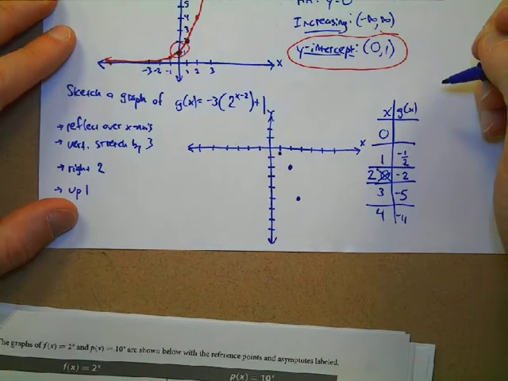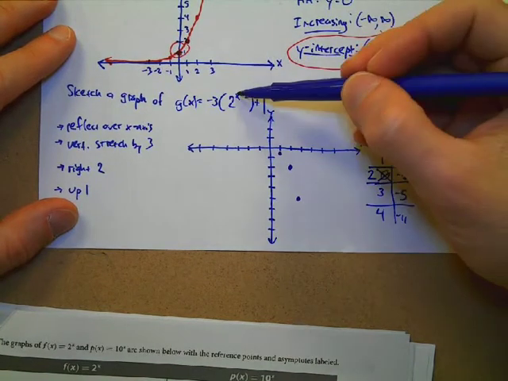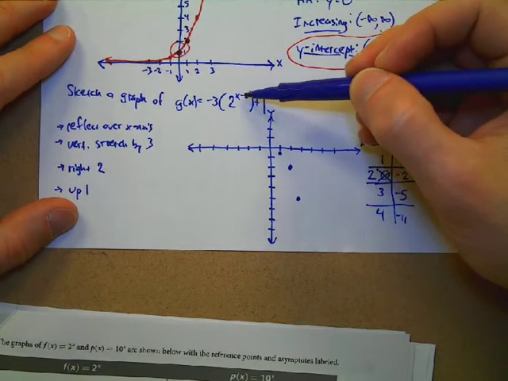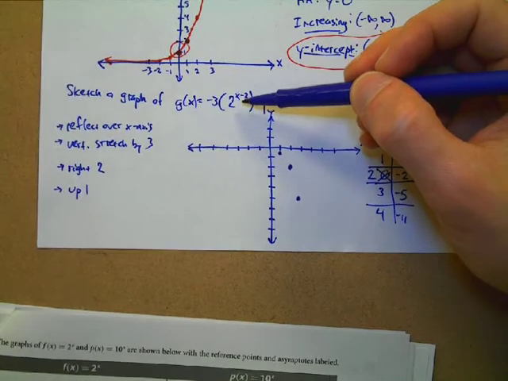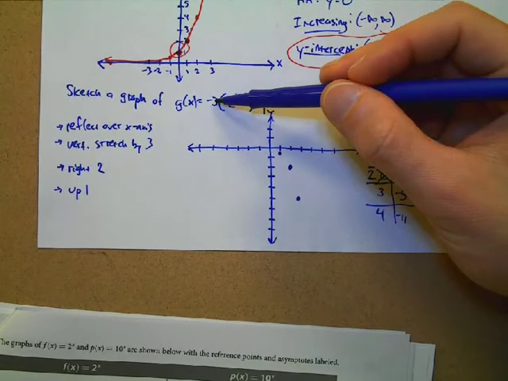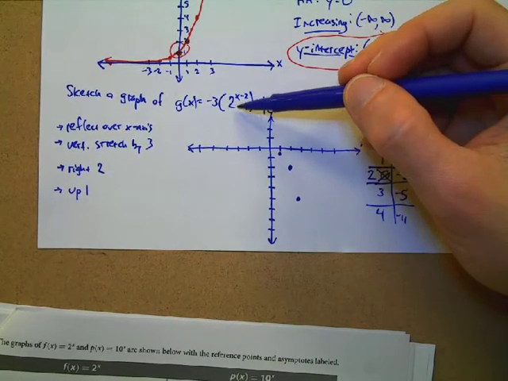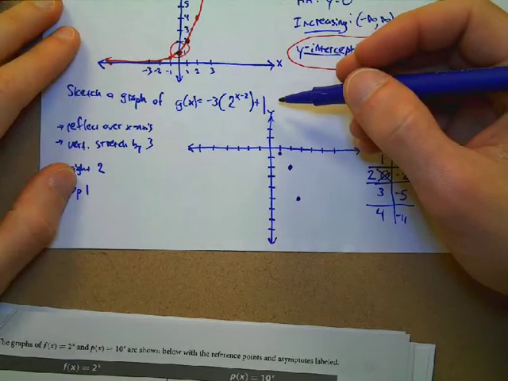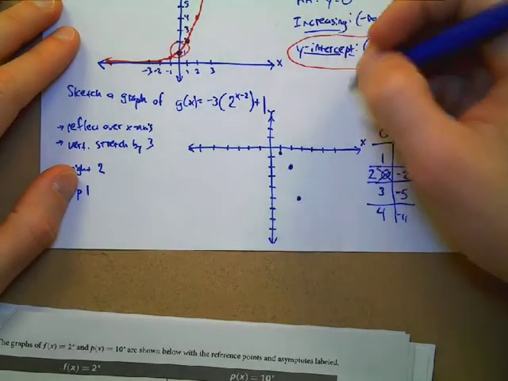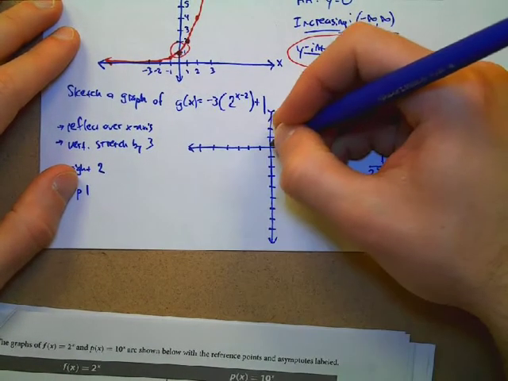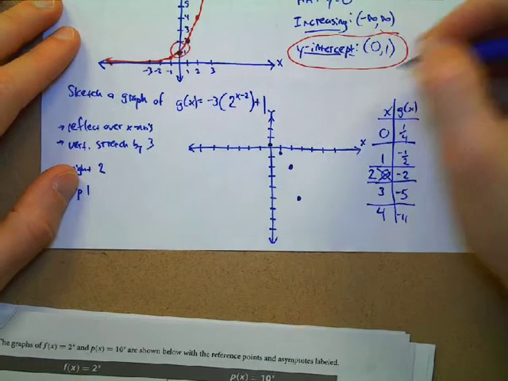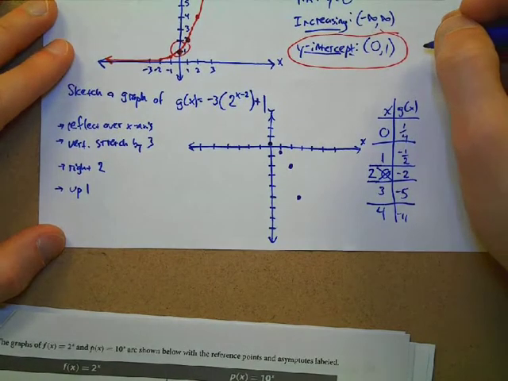And then at 0, 0 minus 2 is negative 2. 2 to the negative 2 is 1 over 2 squared, which is 1/4. Negative 3 times 1/4 is negative 3/4, plus 1 will be 1/4. So we get 0, 1/4, right there.